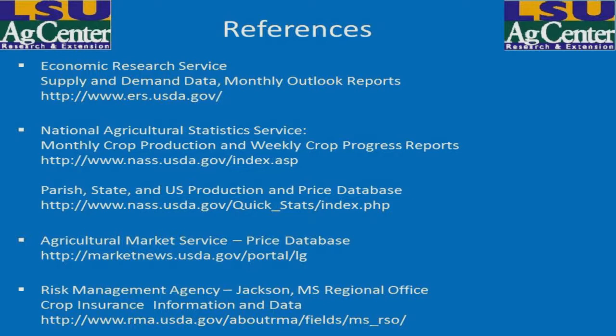The Agricultural Marketing Service is primarily going to be a price database. If you want to see current prices for soybeans, for some of the feed grains, as well as some of the livestock prices and fruits and vegetables, the Agricultural Marketing Service is the place to be, and that's a price database that you have a link for there.